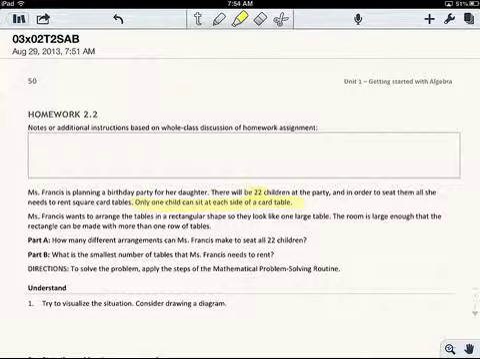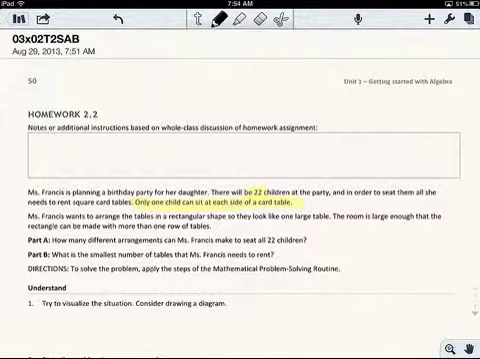Directions: solve the problem. Apply the steps of the mathematical problem-solving routine. Okay, so we have a job here, which is to make sure that we think of all of the different ways in which we can solve the problem. So let's try to visualize the situation. Consider drawing a diagram. We're just trying to understand the problem.